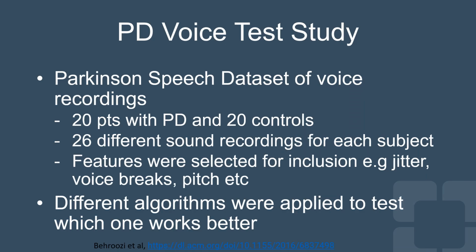This is a third type of study on patients with Parkinson's disease, to try and identify whether their voice could be used to help detect Parkinson's disease. It had a data set of voice recordings of 20 patients with PD and 20 controls, with multiple sound recordings of each subject. Experts identified features for inclusion, like jitter, voice breaks, pitch, etc. The key point here is that the features were identified and selected for inclusion.